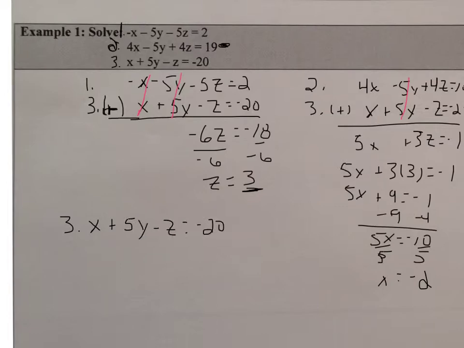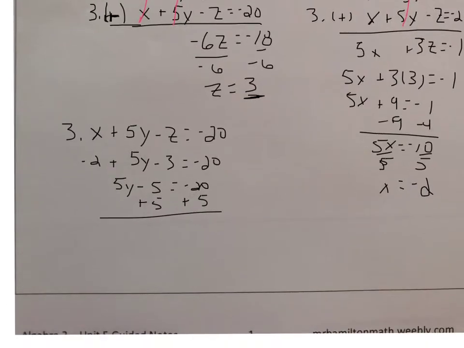I know my x is negative 2. I don't know y, so that's what I'm going to solve for. And I know my z is 3, so minus 3 equals negative 20. Well, if I combine my minus 2 and minus 3, I get minus 5. 5y minus 5 equals negative 20. Add 5. And again, I need more room. We get 5y equals negative 15. Divide by 5. y equals negative 3.